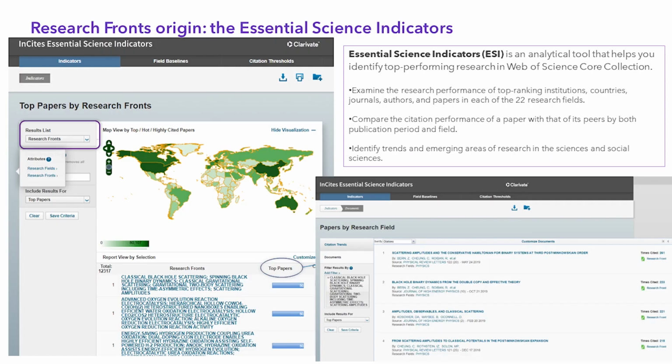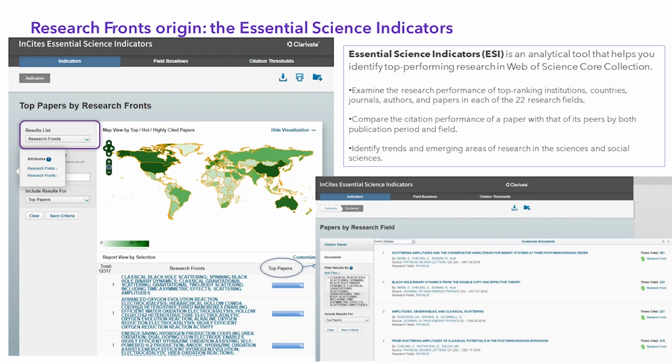So it's a table of research fronts. I want to list the research fronts, and here, for example, I have top papers. That defines a research front. For example, conservative Hamiltonian for binary systems and black hole amplitude and so on, cited 221 times, 223 times. That's what we define as research fronts.